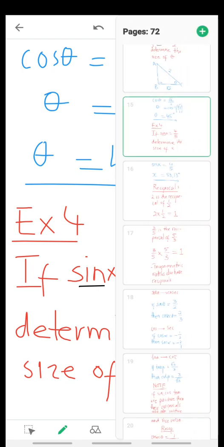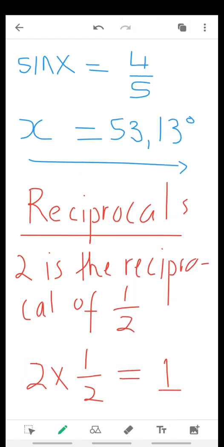Therefore, I found that my x is equal to, I don't know how many degrees you have rounded off your answer, but in the case where we are not told, let us round off to 2 decimal places. Usually, this is in your exam instruction and information page. 2 decimal places at least. So this gave me 53,13 degrees. Well done. Now, let us go to the next part of the session, which is reciprocals.